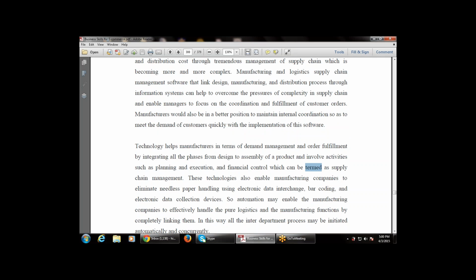And order fulfillment, that is fulfilling the order so that the customer is satisfied, by integrating all the phases from design to assembly of a product, and involving activities such as planning, execution, and financial control, which can be termed supply chain management.